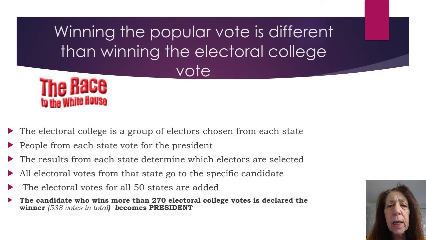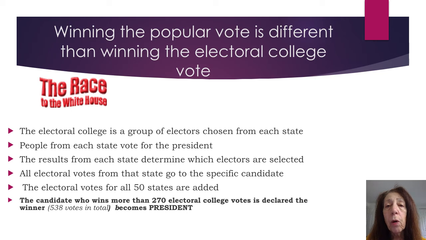This concept is a little strange. So we have the popular vote, people who vote in each state, but then we have this process called the Electoral College, and it's not a college. It's where a group of electors are chosen from each state. Those people then vote for the president.